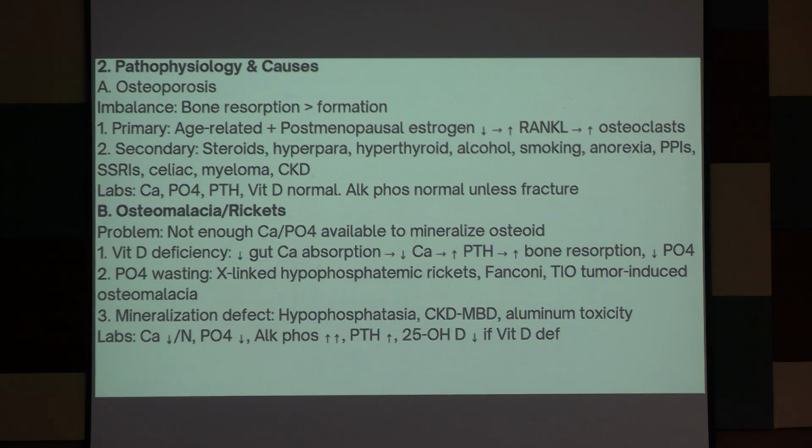Fanconi syndrome, TIO, tumor-induced osteomalacia. Here phosphate is low, so there will be osteomalacia or rickets. And mineralization defects, hypophosphatasia, CKD, aluminum toxicity. Labs will show calcium low or normal, phosphate low, alkaline phosphatase high. Parathyroid high, vitamin D low, and only if it is vitamin D deficiency will we find vitamin D low. So you see here alkaline phosphatase is high.